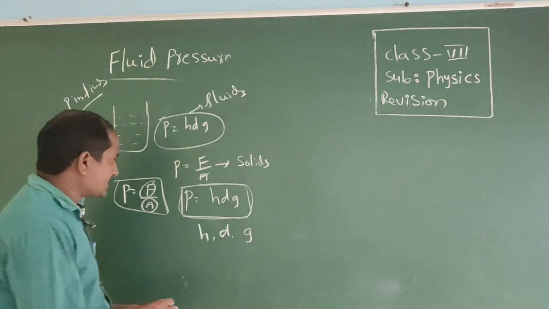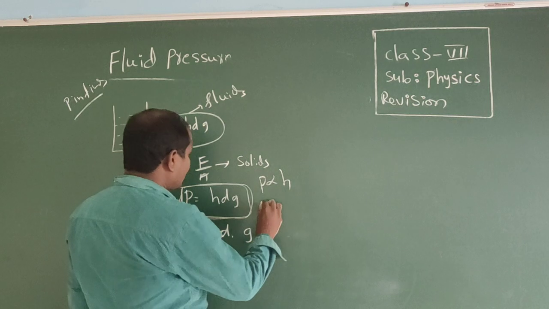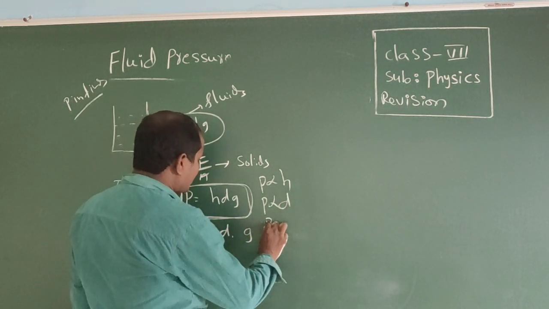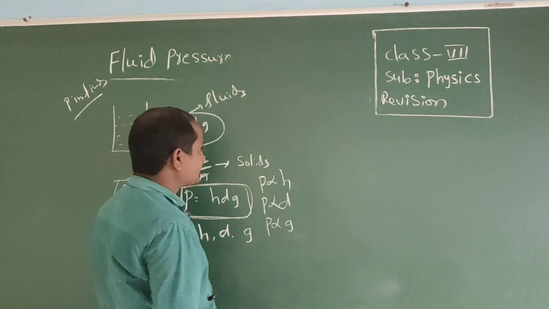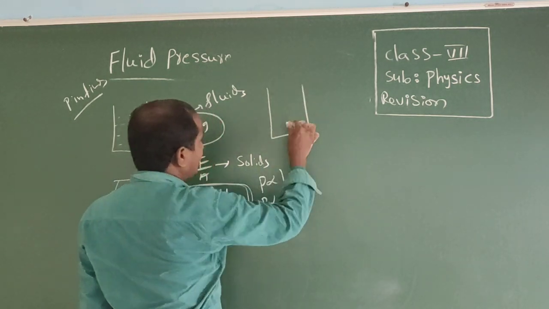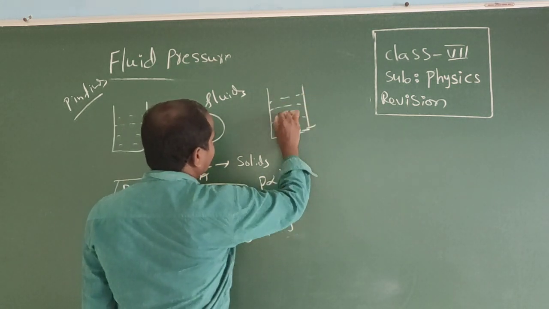It is a pressure equation. So here P is directly proportional to height of the liquid. Pressure is directly proportional to density of the liquid. Pressure is directly proportional to acceleration due to gravity. At the bottom of the tank, the total pressure, it is a fluid, liquid.